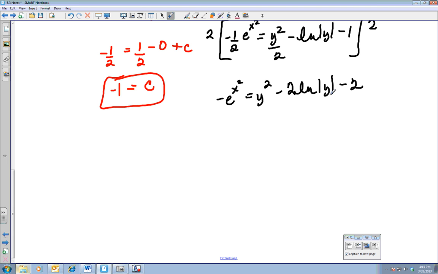So let's get everything over. You can leave it like this and it wouldn't be wrong. Let's get everything over to the left-hand side except my constant. So I'm going to move everything. Here I have my y squared minus 2 natural log of y. I'm going to bring this 2 over here and this e to the x squared over here. And that is my answer.